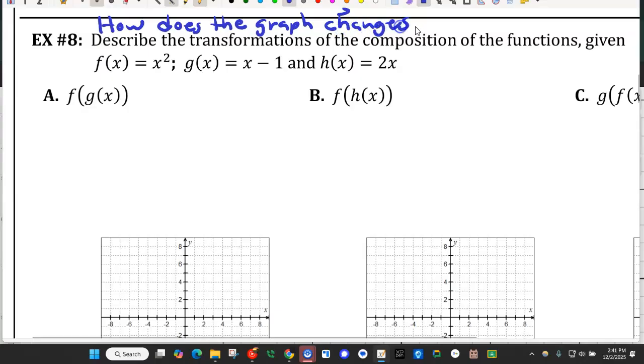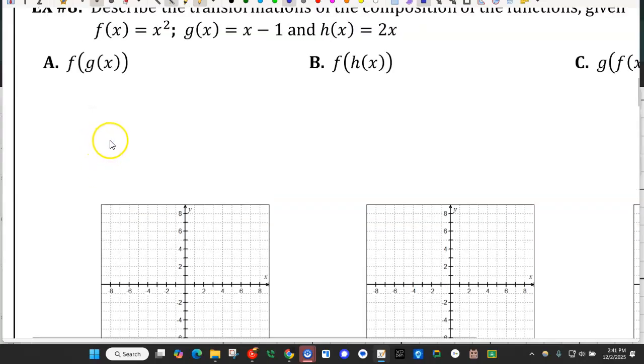Describe the graph changes. And so for this first one, we're going to do the composition and then graph it. So f of g of x, so we're going to take g, x minus 1, and we're going to evaluate that into x squared. So we're going to have x minus 1 squared. So what does that graph look like based upon what we just saw? What direction is it moving and how much?